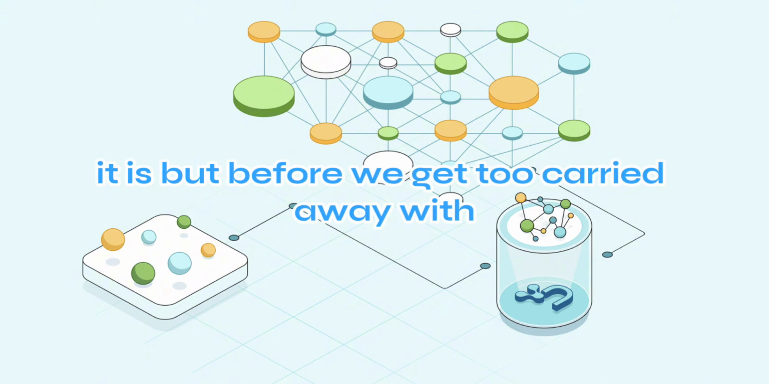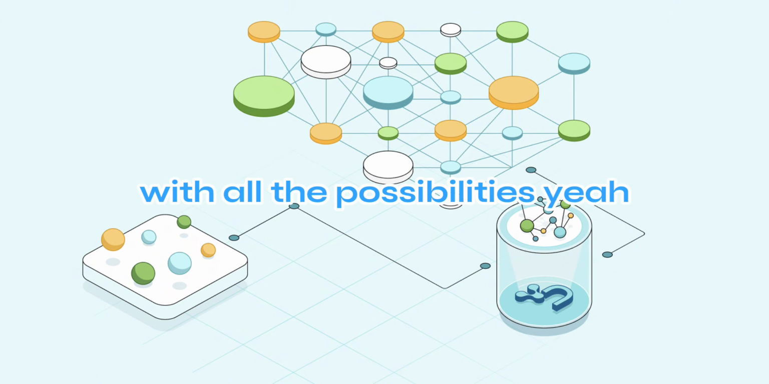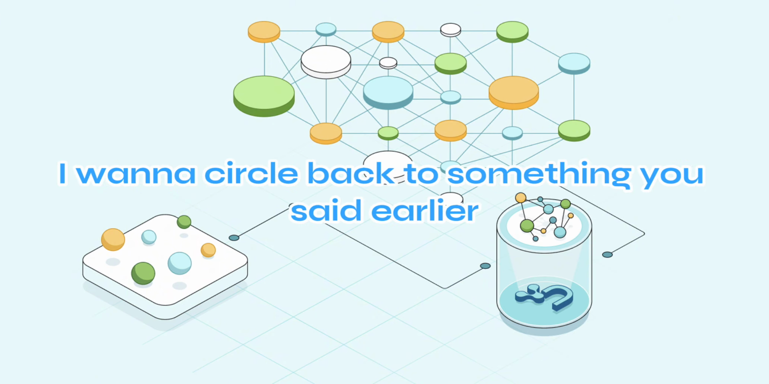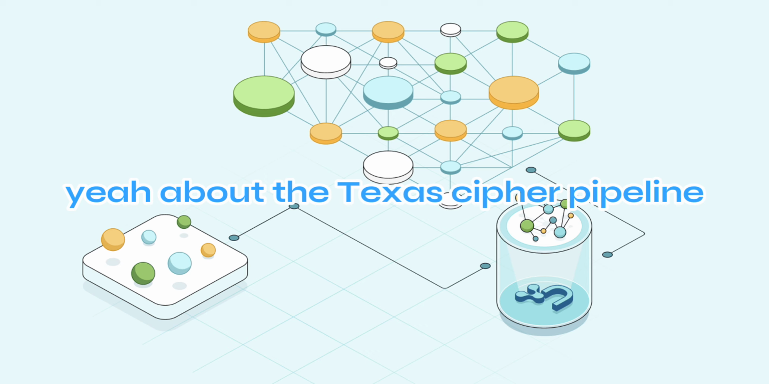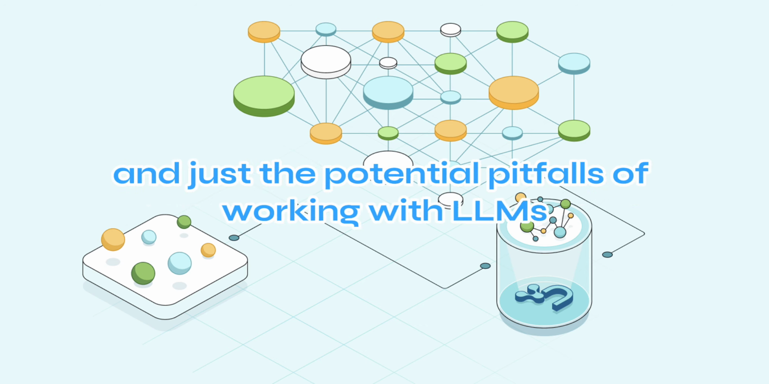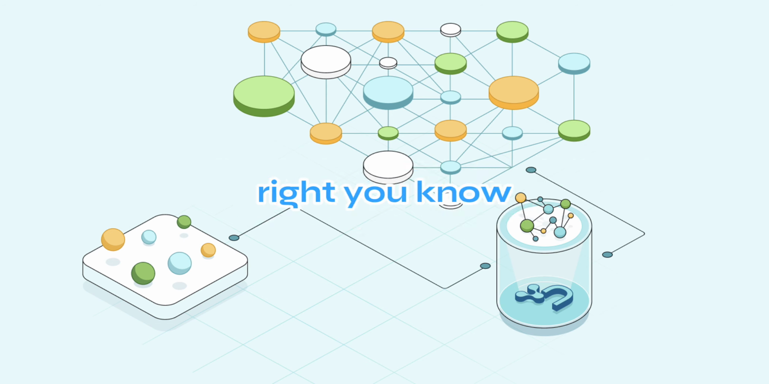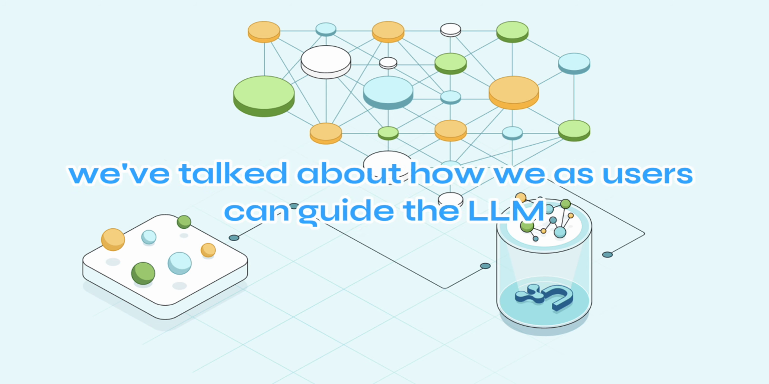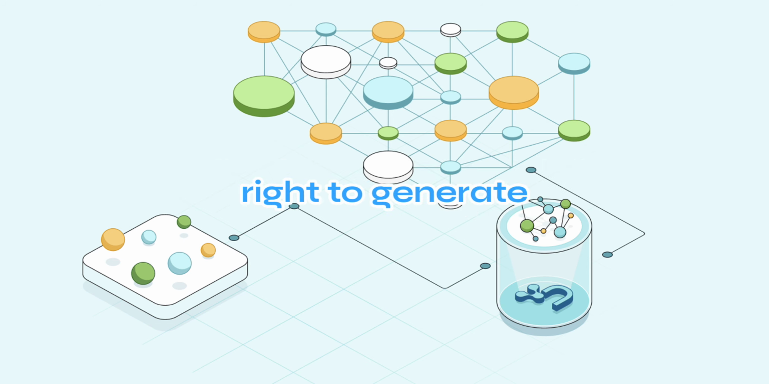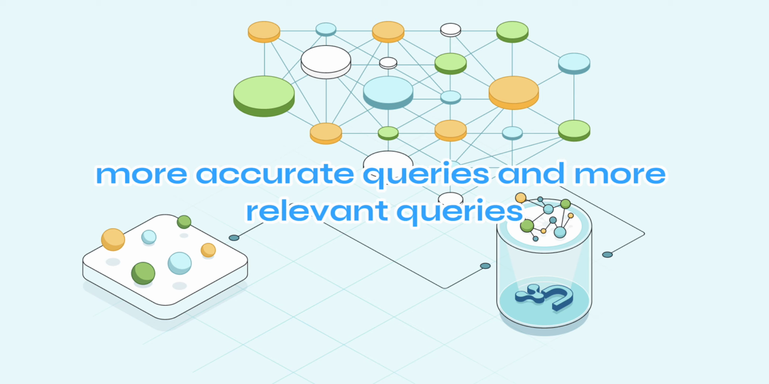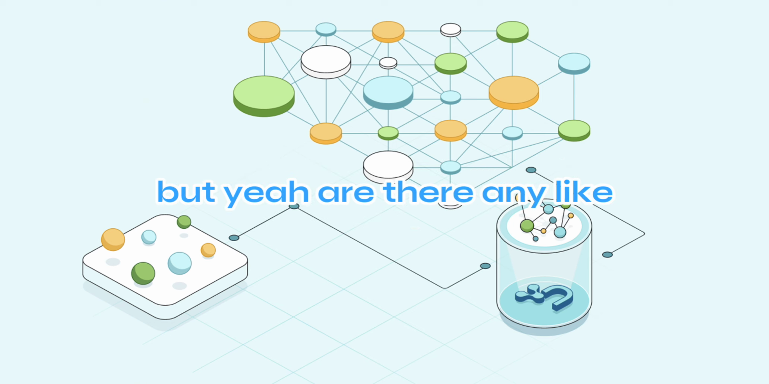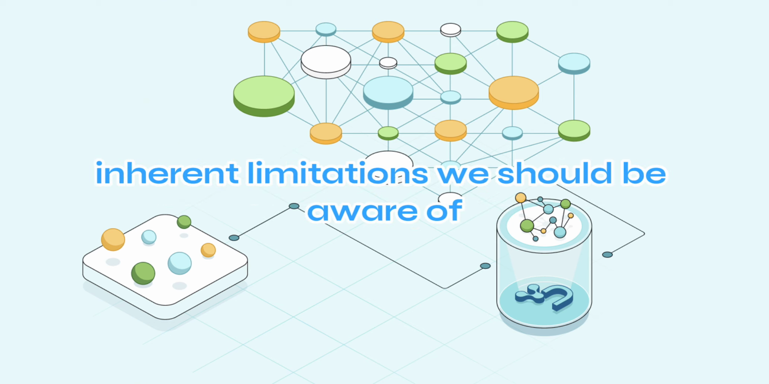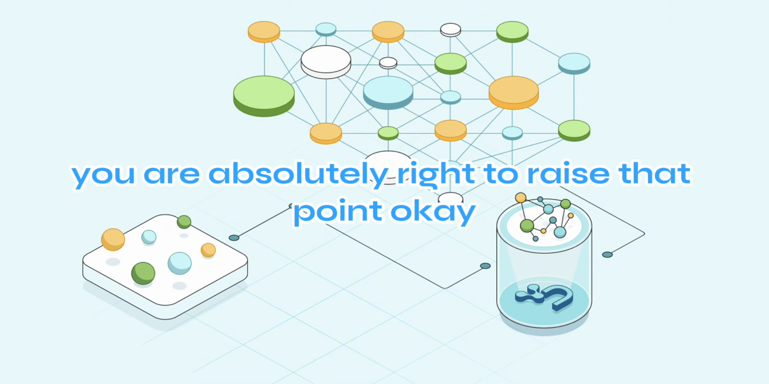It is. But before we get too carried away with all the possibilities, I want to circle back to something you said earlier about the text-to-cipher pipeline, and just the potential pitfalls of working with LLMs. We've talked about how we as users can guide the LLM to generate more accurate and more relevant queries. But are there any inherent limitations we should be aware of? You are absolutely right to raise that point.